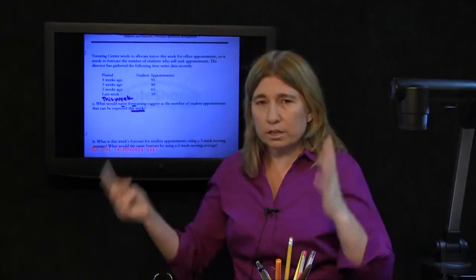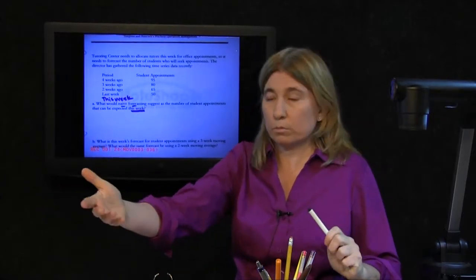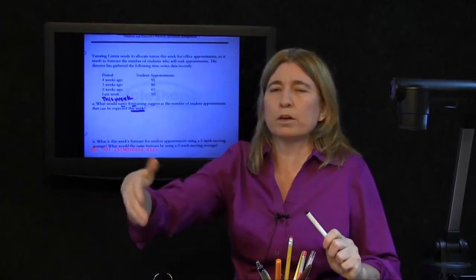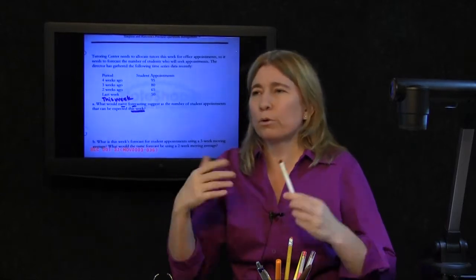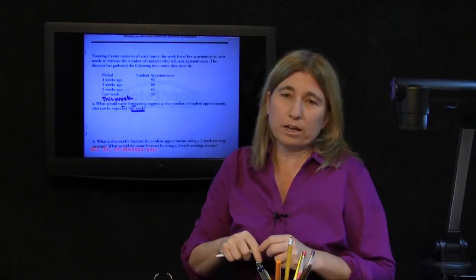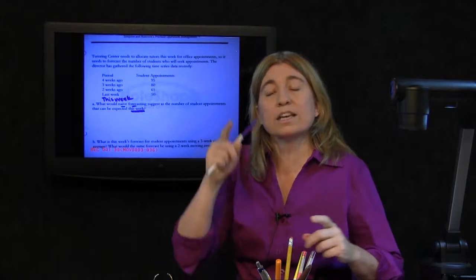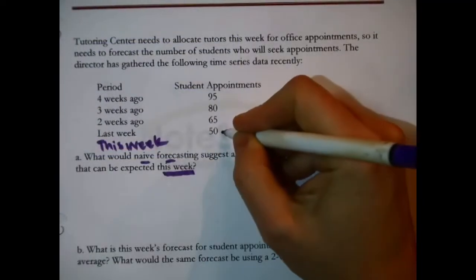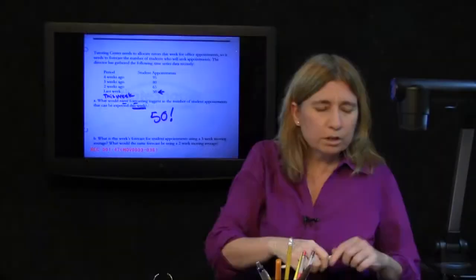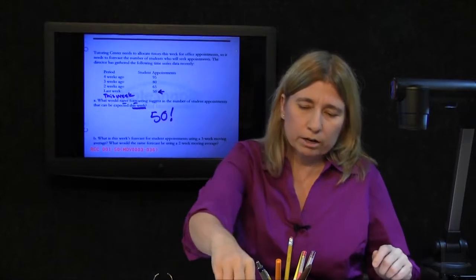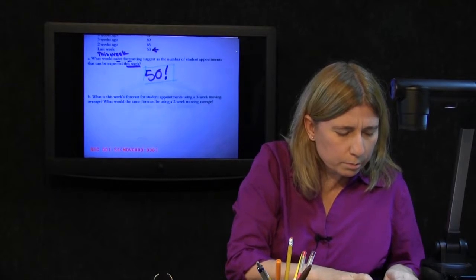Well, what naive forecasting means is anytime you need a forecast for something, like what's going to happen, you assume that whatever just happened will happen again. So in order to create a forecast for this week, we find how many student appointments happened last week. That would be what just happened. Well, last week there was 50. Fine, that's all you have to do. 50's the answer. Part A was easy enough. What about the next part?